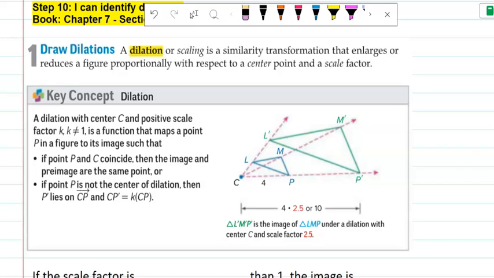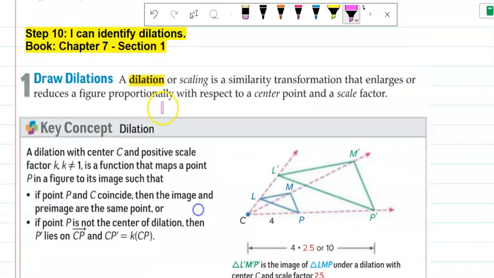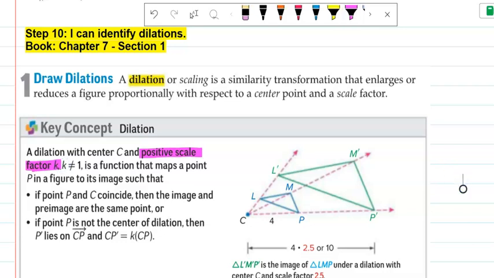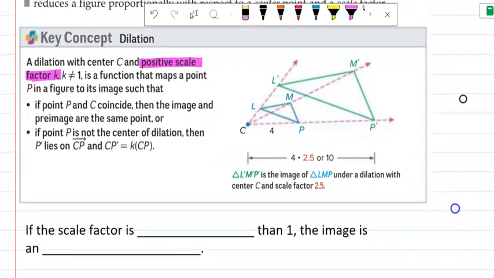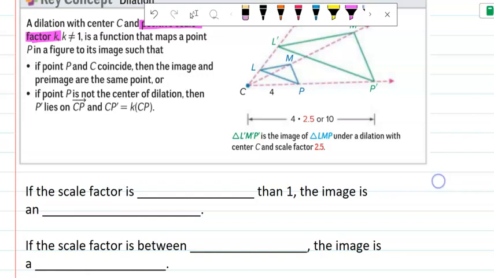In a dilation, the shape is going to stay the same, but the size is actually going to get bigger or get smaller, okay? And we know how this is going to move based on what we call a scale factor. The scale factor is always going to be used with the letter K. So if K, or the scale factor, is greater than 1, the image is going to get bigger, and this is going to be called an enlargement.